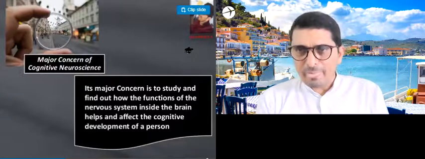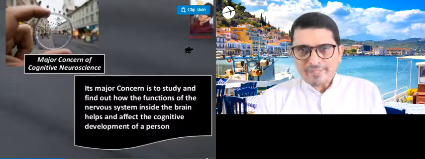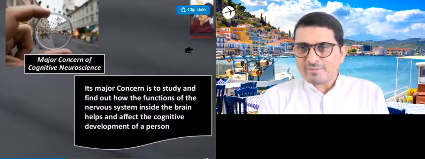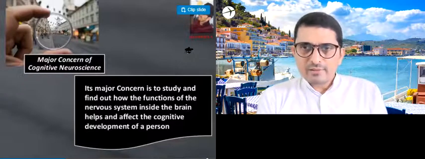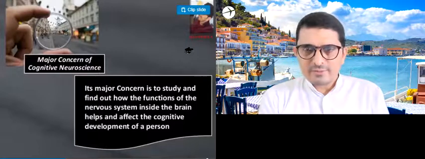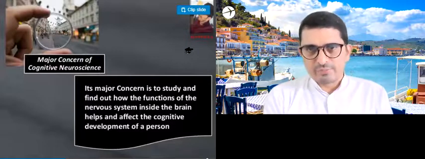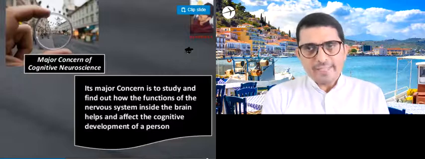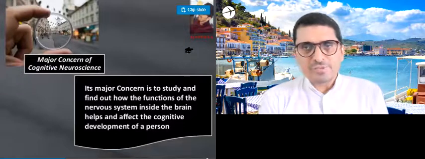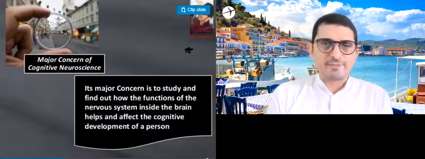If it is so, then we can do something for better cognitive development of a person by enhancing or bettering the functions of the nervous system inside the brain. So this is the major area of study or major concern of cognitive neuroscience.